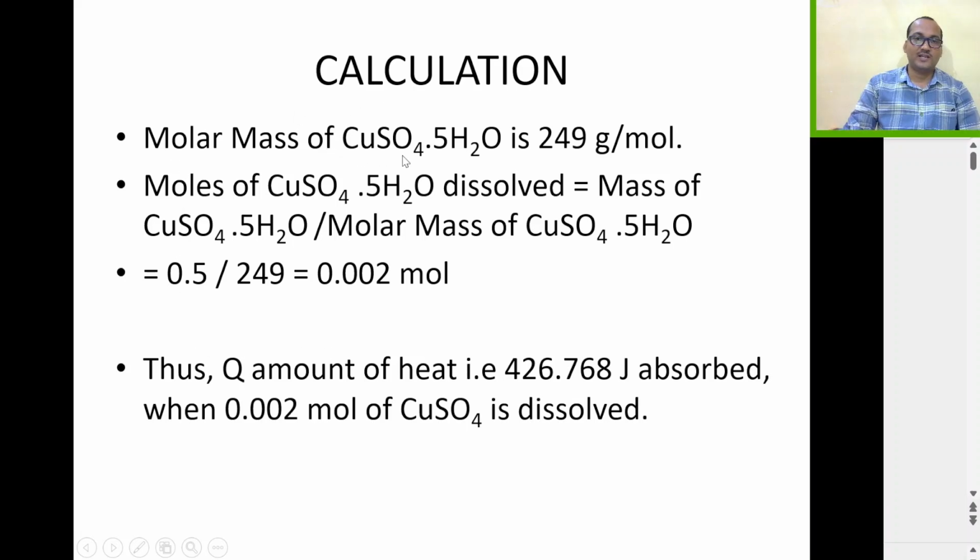We know the molar mass of copper sulfate 5 water is 249 gram per mole. So moles of copper sulfate 5 water dissolved is equal to mass of copper sulfate divided by molar mass of copper sulfate, that is 0.5 gram we have taken by 249, that is 0.002 mole. So thus Q amount of heat, that is 426.768 joule, is absorbed when 0.002 mole of copper sulfate is dissolved.